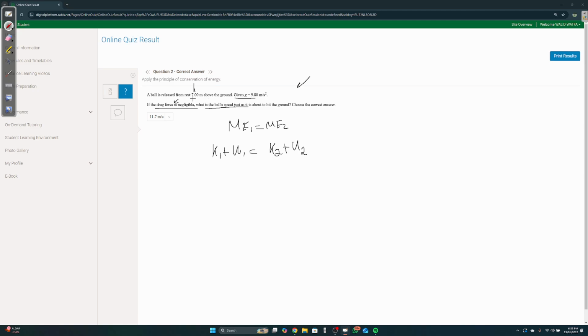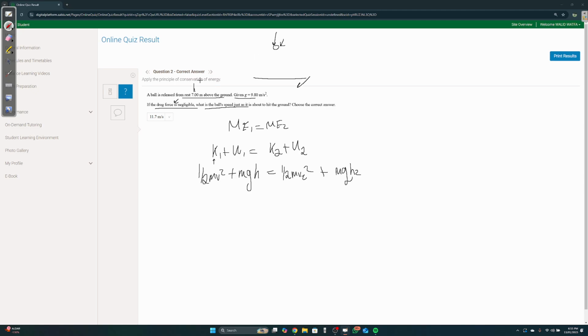So you're dropping a ball from above the ground. When the ball is up here, kinetic energy is half mv squared, U is mgh, equals K2, half mv2 squared, plus U2, mgh2. So at the start, looking at kinetic energy 1, the ball was at rest, right? It's released from rest.